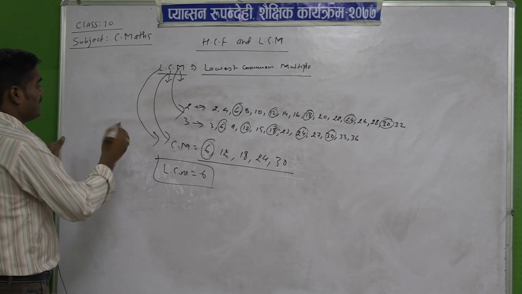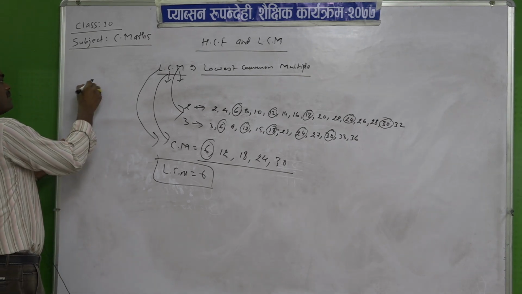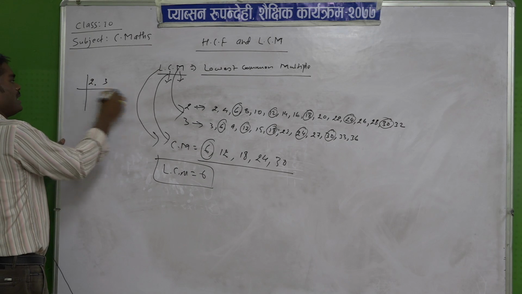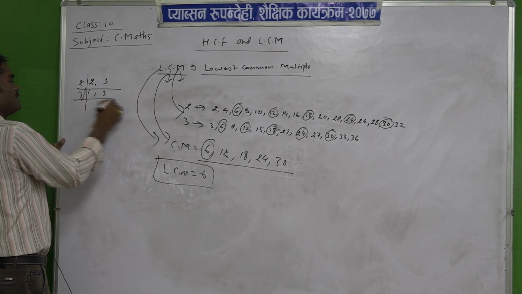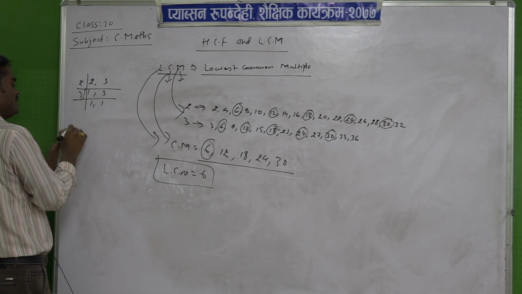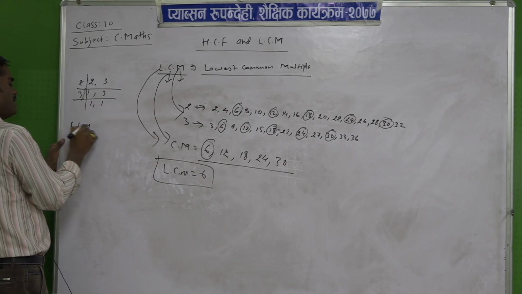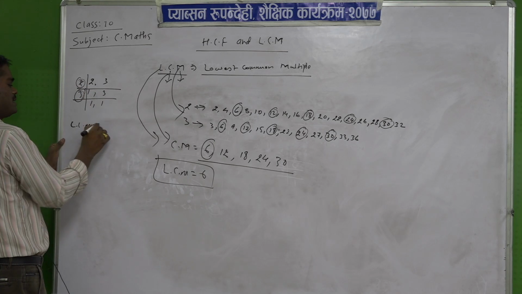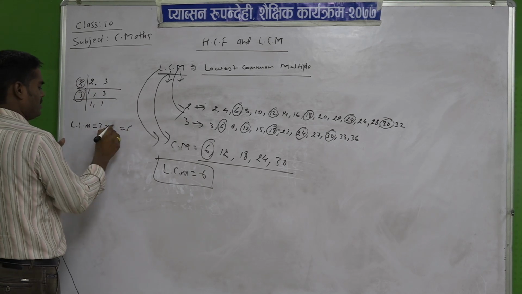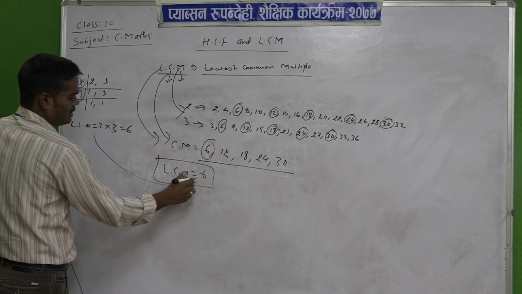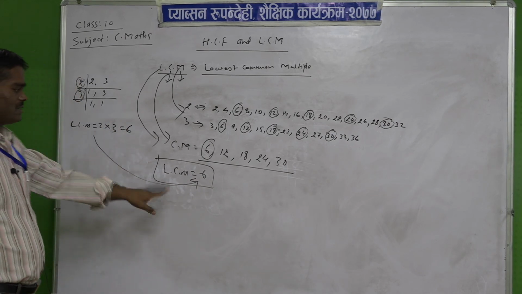And then after, let's find out here. We have used to do like 2 1s are 2, then after 3 1s are 3. Therefore, LCM means what? Product of this and this. 2 into 3 means what? 6. 2 into 3 means 6. See here, this is the answer.